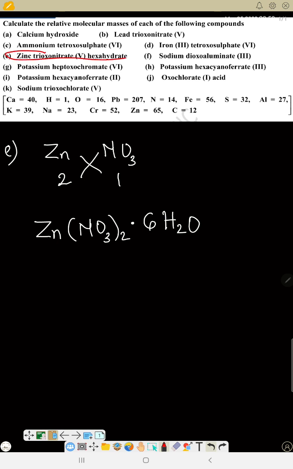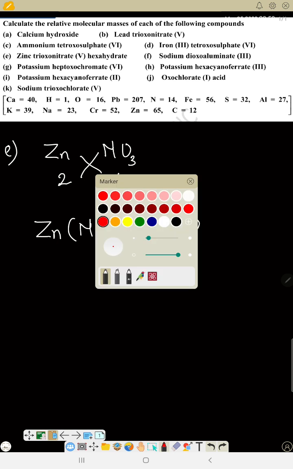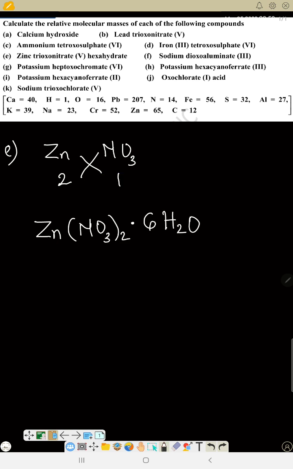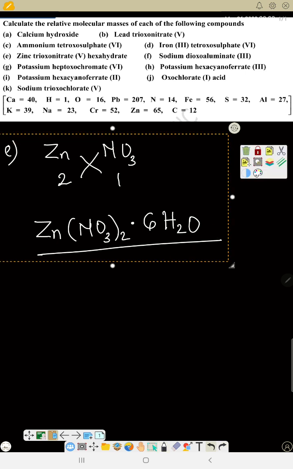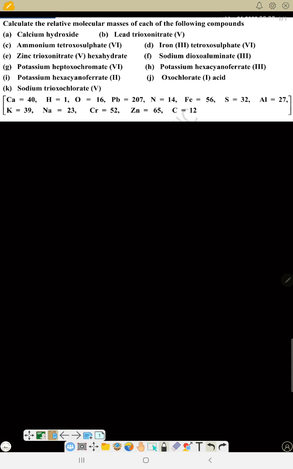I'm here now, as in E. The next one, zinc trioxonitrate 5 hexahydrate. So this is it. The next one, you have to find the relative molecular mass, so I skip that. So just let's name it together.